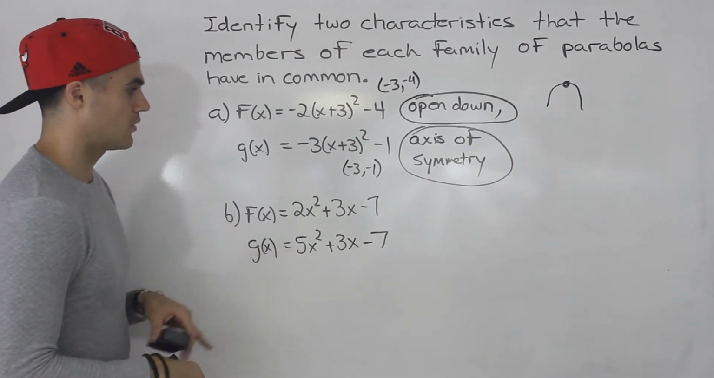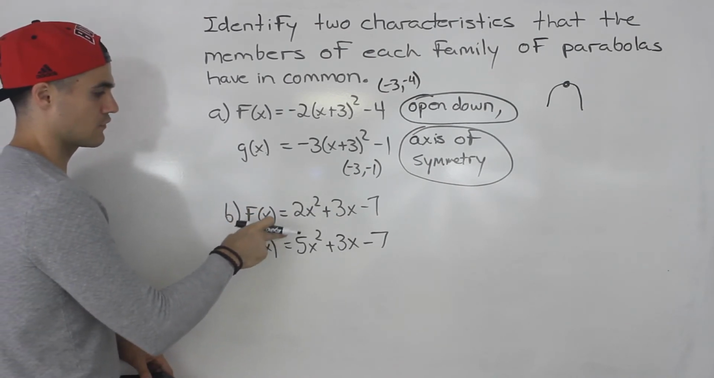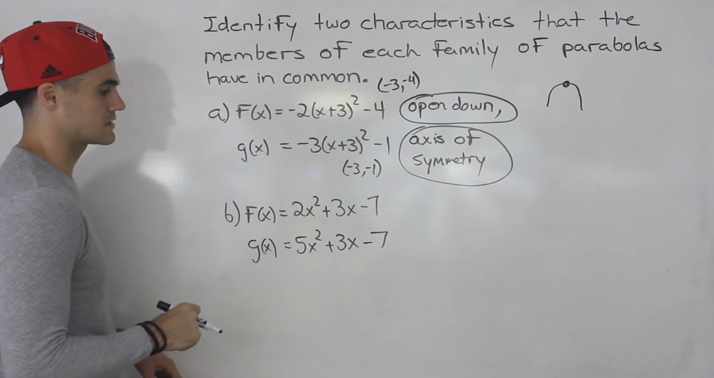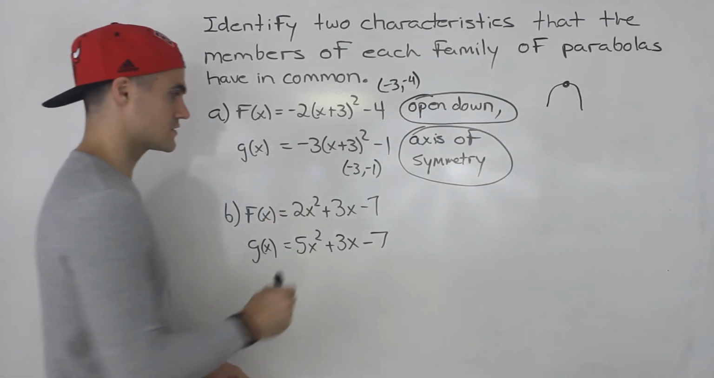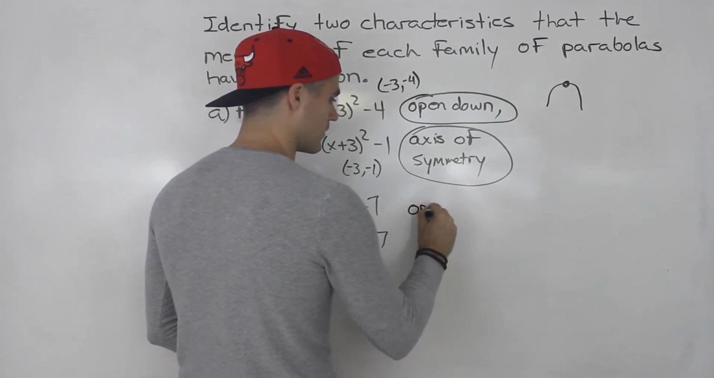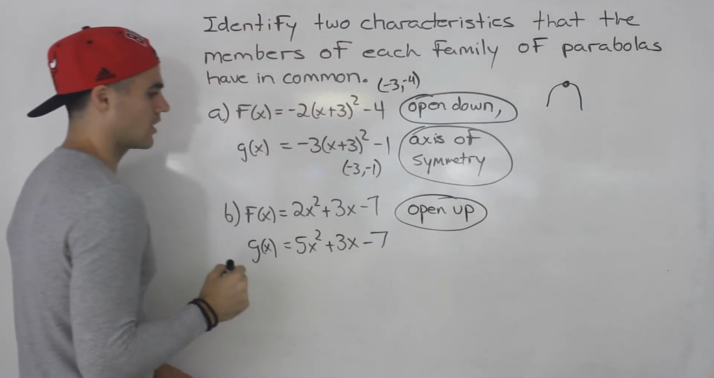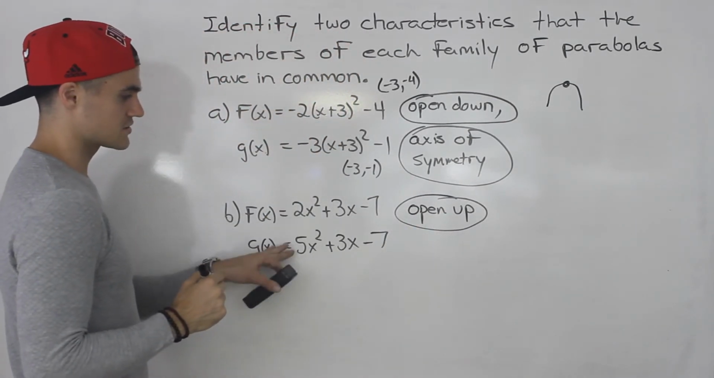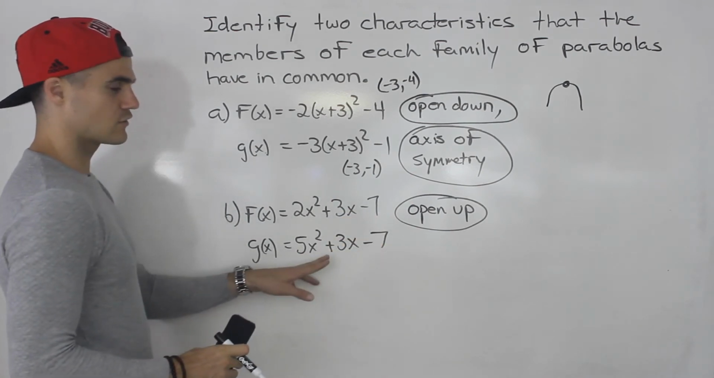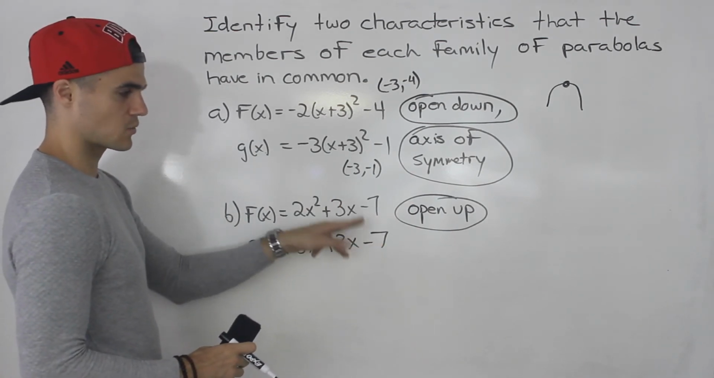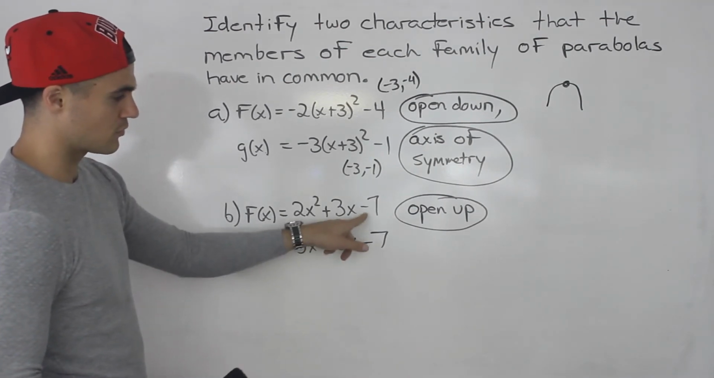Okay, moving on to part B. Here we've got 2x squared plus 3x minus 7, and then 5x squared plus 3x minus 7. Again, notice that the a value for both of these is positive, so we know both of them are opening up. So that's something in common with both. Both of these are in standard form as well, and the c value is the same. In standard form, the c value represents the y-intercept. So the y-intercept for both of these is the same.